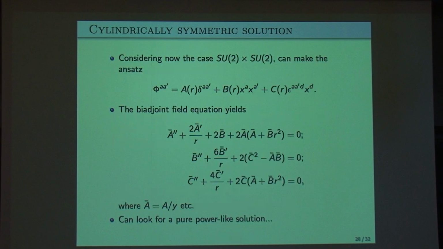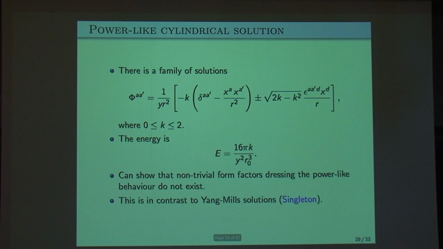Now you can find more interesting solutions if you look at the case where both groups are SU2. You can write an ansatz then that looks like this, because you can have mixing between the colour indices and the space-like indices, and then you can put some arbitrary form factors in front of these different invariant tensors. And if you do that, you then end up with some coupled nonlinear differential equations for the form factors, where this bar notation just means I've scaled out the coupling. And then the first thing one can do is perhaps look for a pure power-like solution, and indeed there is a whole family of solutions, and they look like this. So again, they go like 1 over r squared, they go like 1 over the coupling, and it has this cylindrical symmetry now in the internal space. And k here just is some arbitrary thing going between 0 and 2, if you want the field to be real.